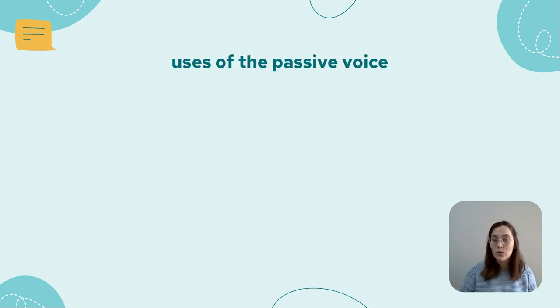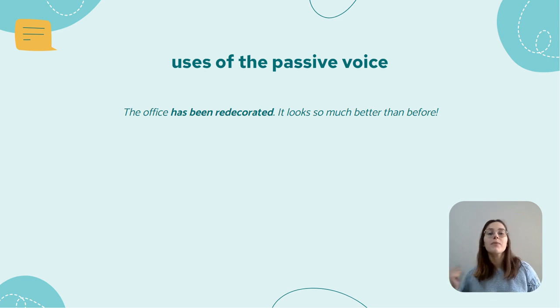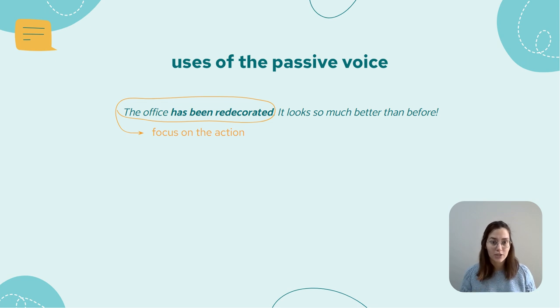Now, what are the uses of the passive voice? We addressed some of them at the very beginning, but now we're going to actually dive into them. For example, the office has been redecorated. It looks so much better than before. This is the case of the focus on the action. I'm not mentioning who redecorated the office because it's not relevant, or I don't know, or I don't care.